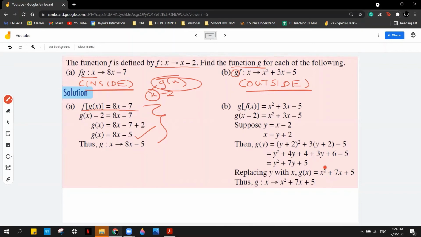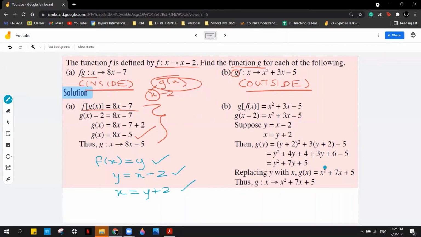But now let's look at the outside function. Here also, you need to do a bit of working. Let me change color so we can see the difference. The fx here is labeled as y. And what's y? y is equal to x minus 2. Now you make x the subject, so x equals y plus 2. So now we have y and x, and we have labeled fx equal to y.